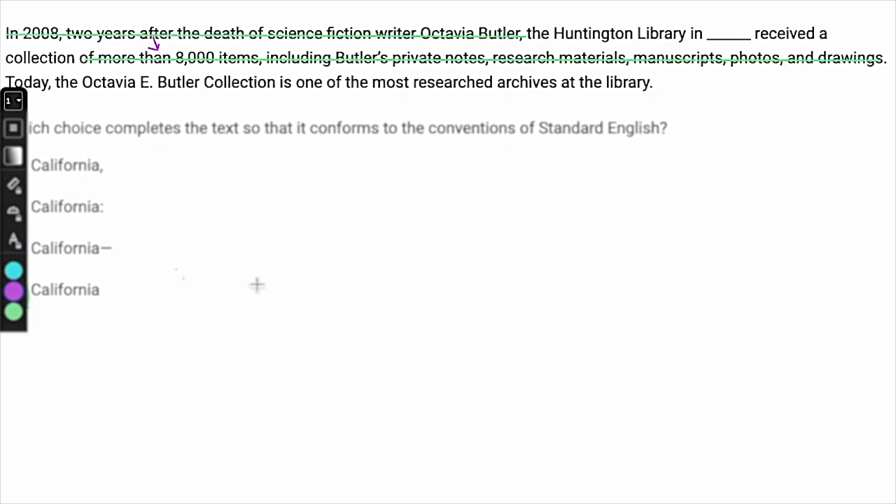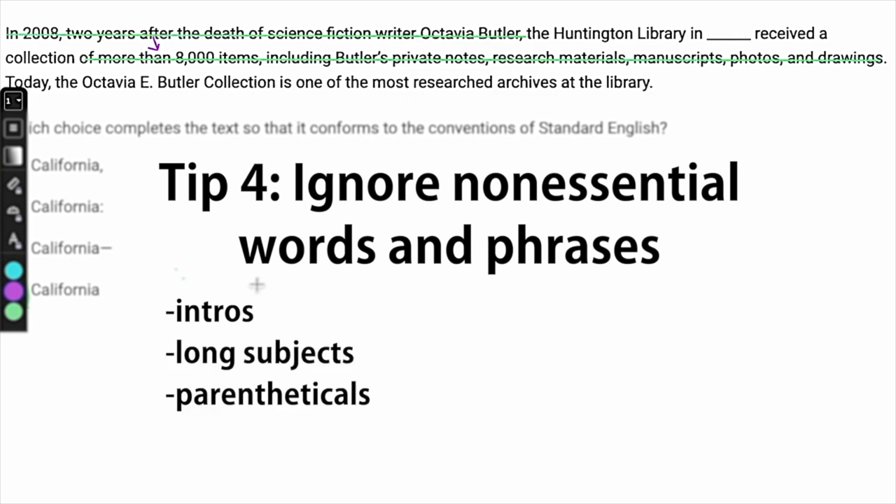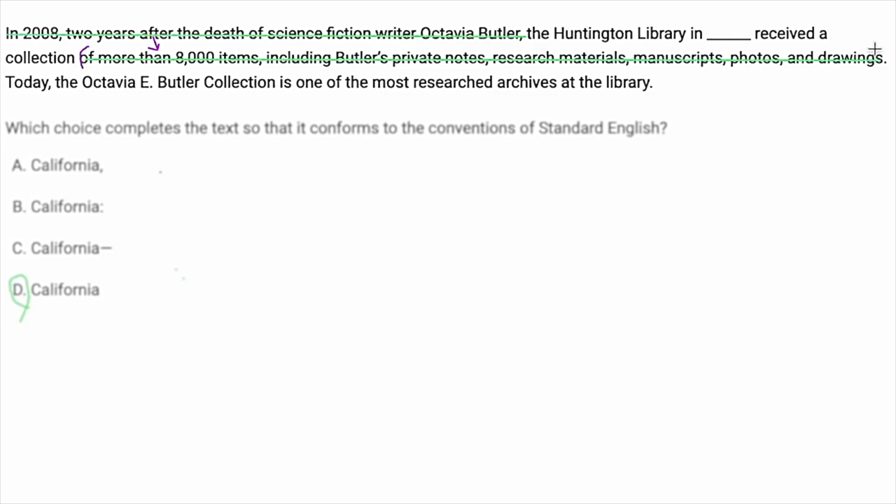So my 4th tip is to ignore certain things, namely intros, long subjects, parentheticals, and prepositional phrases. This last part here that I ignored is a prepositional phrase. And if you've got a really long prepositional phrase like this one, it's just going to bog you down, especially if you're working on conventions of standard English. So a lot of the time you could ignore those. I also crossed out this little parenthetical, this little comma sandwich.